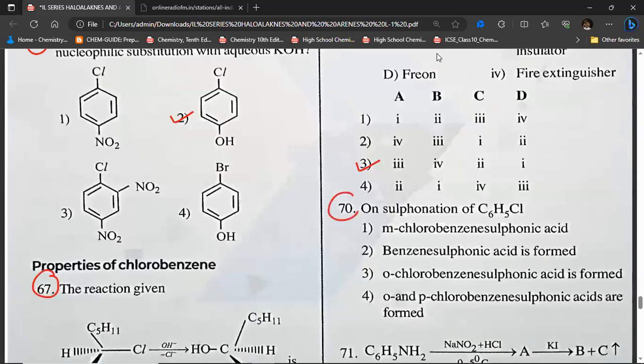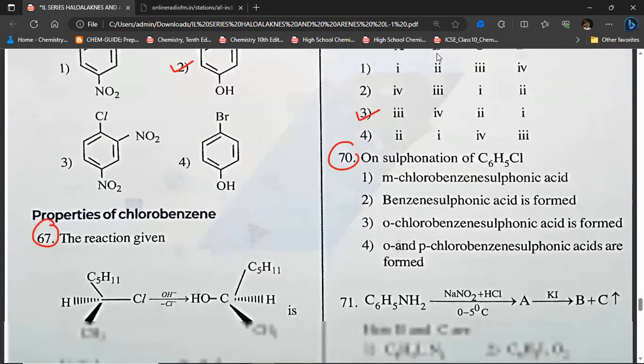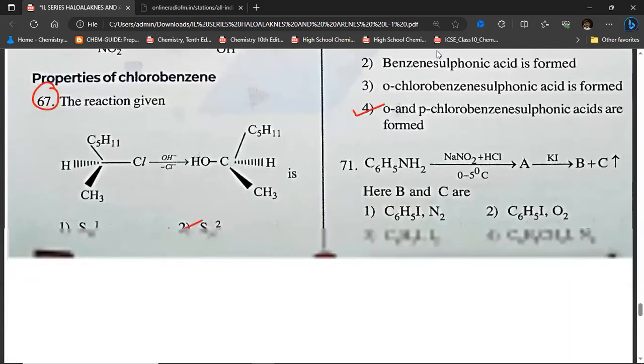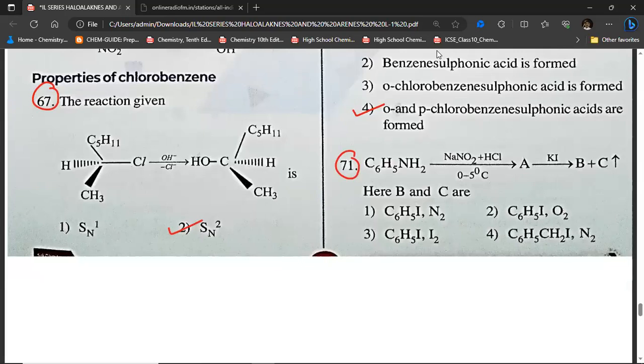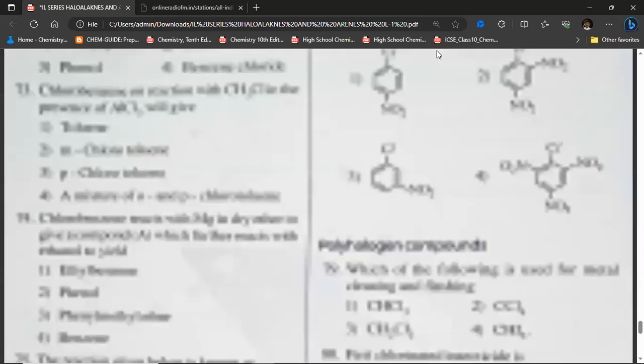Next, coming to question number 70, we have sulfonation of C2H5Cl. Now what will happen? Obviously it gives ortho-para derivatives and all. So 70, it is the fourth option. 71, it looks like the first stage is a diazotization reaction followed by iodobenzene formation with the liberation of nitrogen gas. Liberation of nitrogen gas is observed in the first option itself. So for 71, the first option is the right option.